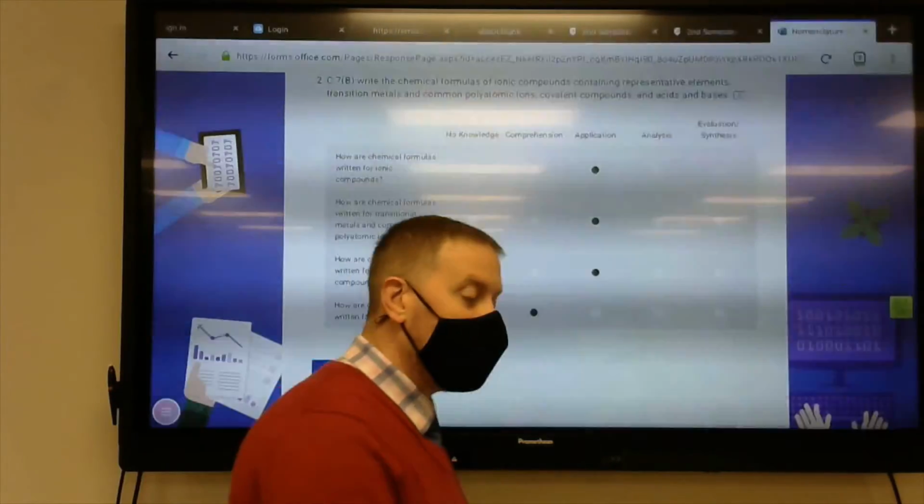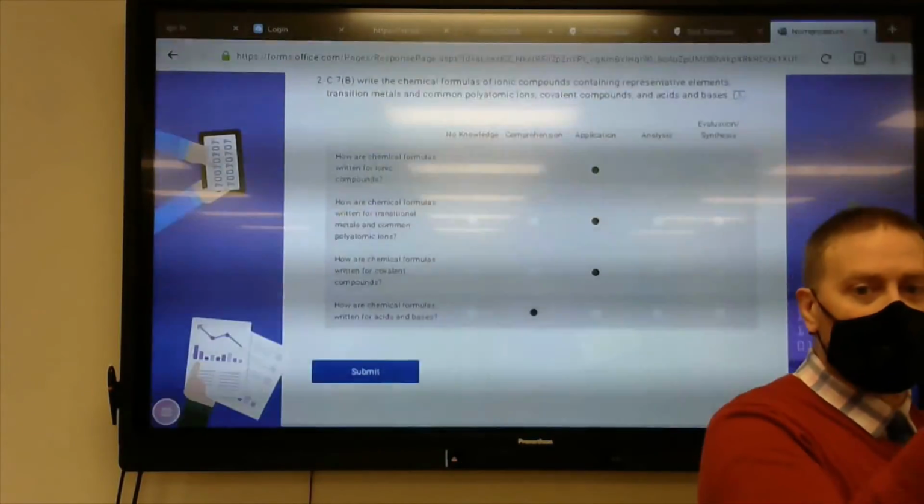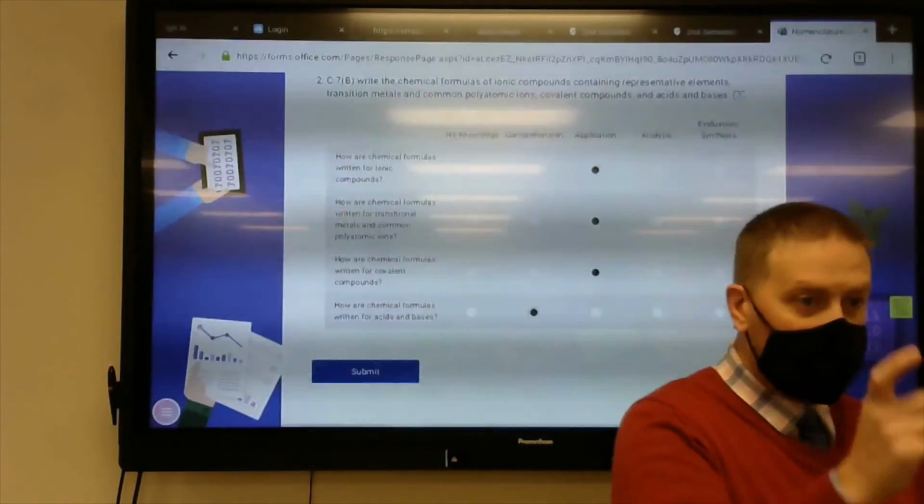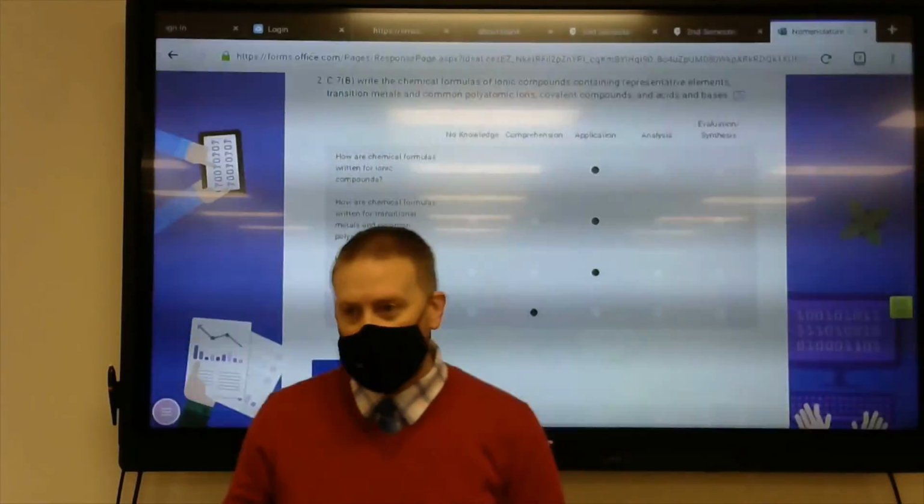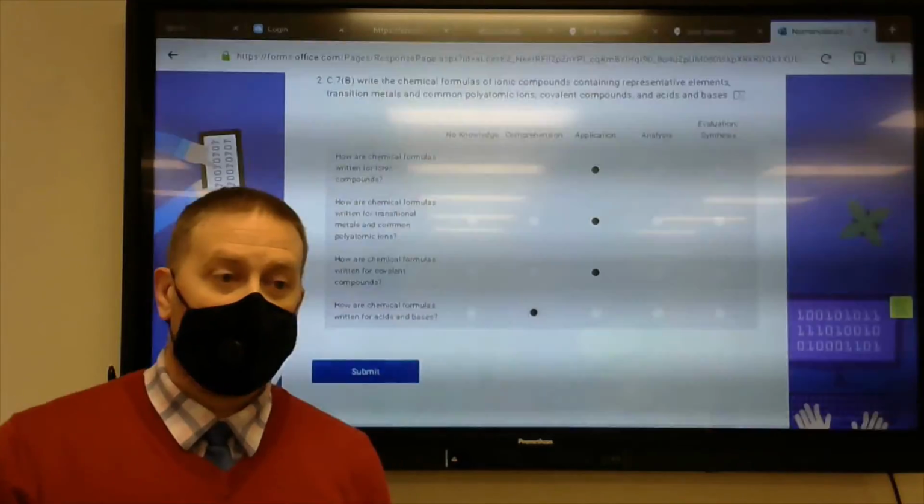All right. Again, pay attention to that green section. Anything that's highlighted in green on the mastery rubric, that's where you want to be.